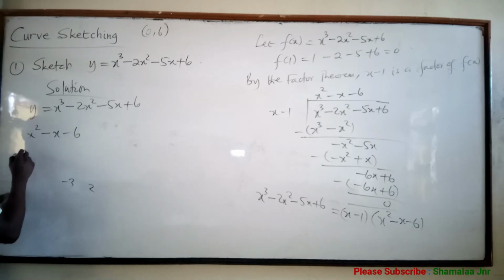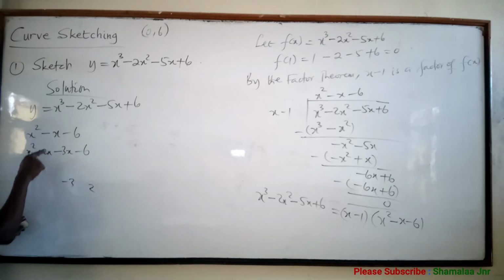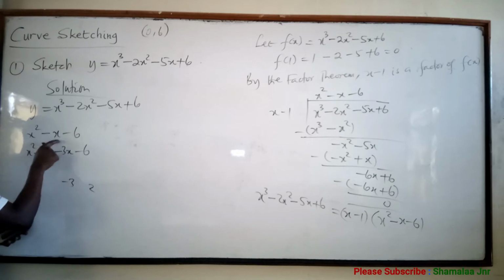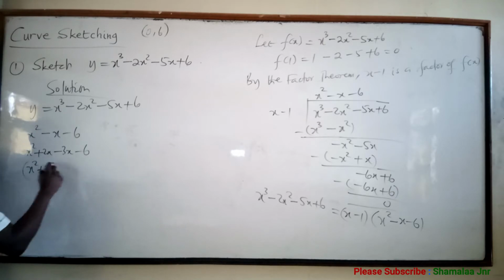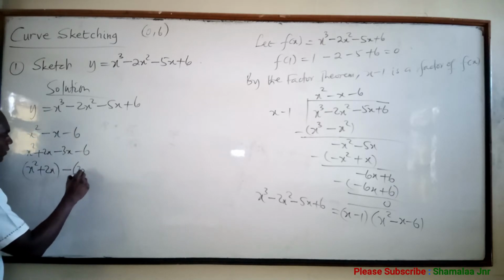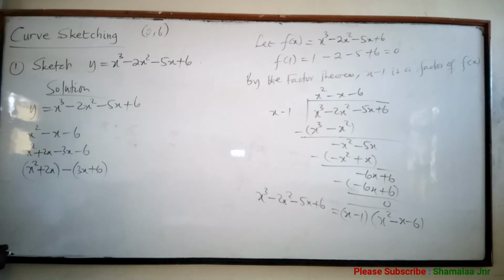So it's going to be x squared plus 2x minus 3x minus 6. You can see that 2x minus 3x is negative x. Isn't it? That will be this way. And then this one will be x squared plus 2x. Let's put this in brackets. And then minus 3x minus 6. Okay, that will be this way.